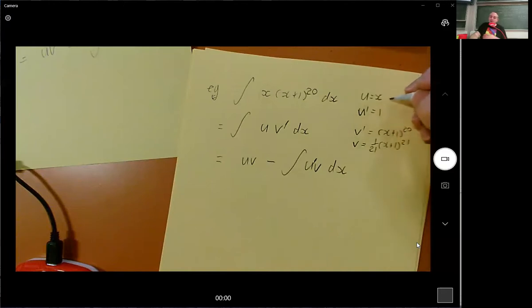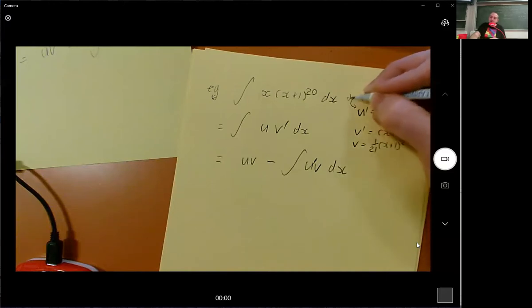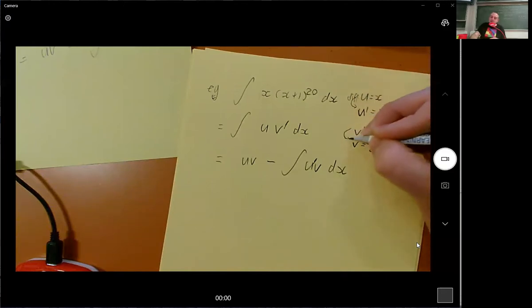So this was a derivative, and this was an integral.